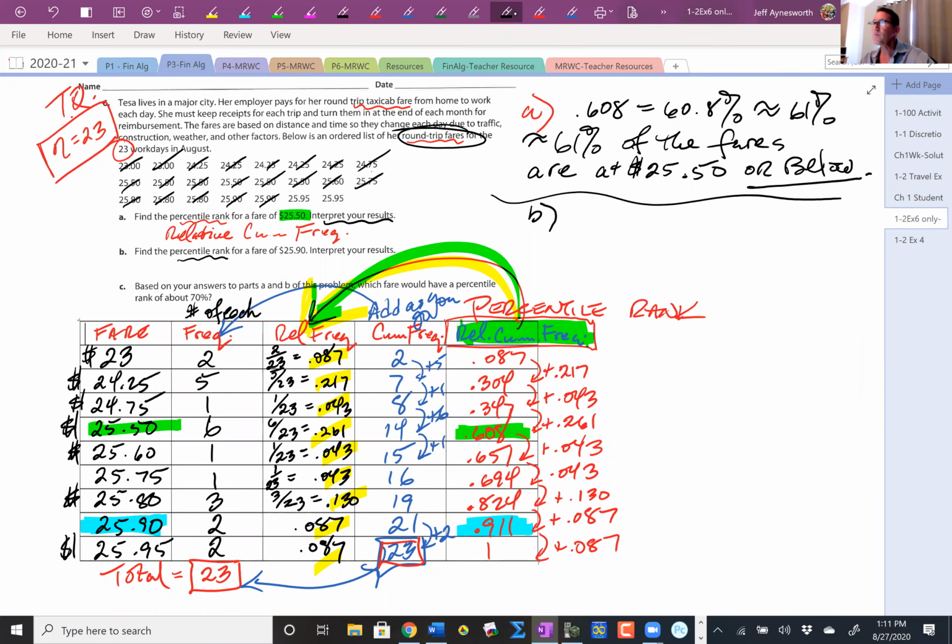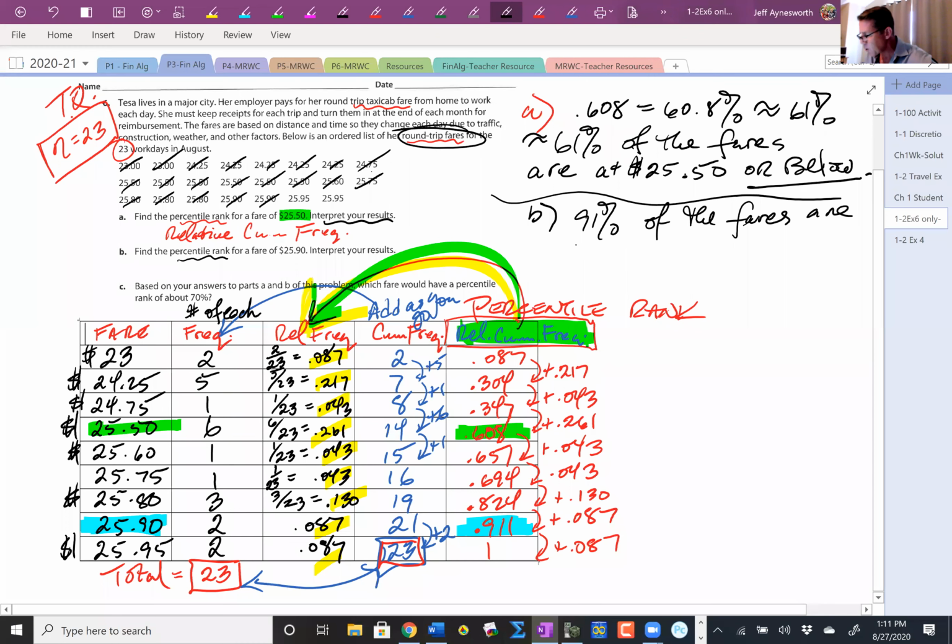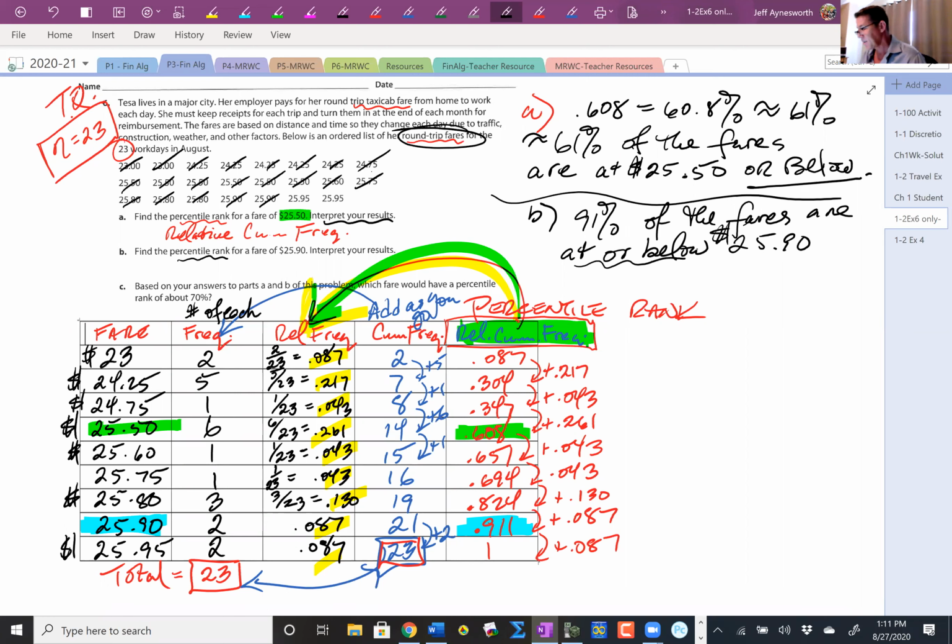99.1%. Keep going. 99.1% of the fares are equal to or below 25.90. Very good. Say it one more time, please. 99.1% of fares are equal to or below 25.90. Okay, very good. So let's write that out. So about 99% of the fares are at or below 25.90. So those are the key words, at or below. So most of the fares, I mean, 99% is a lot. It's a high measure of all the fares that are at or below 25.90.